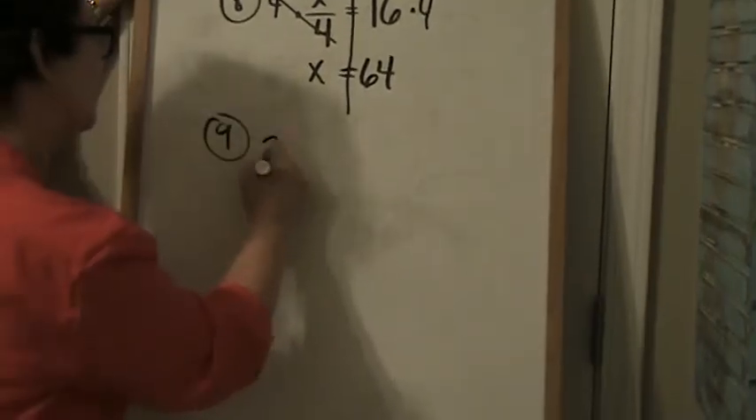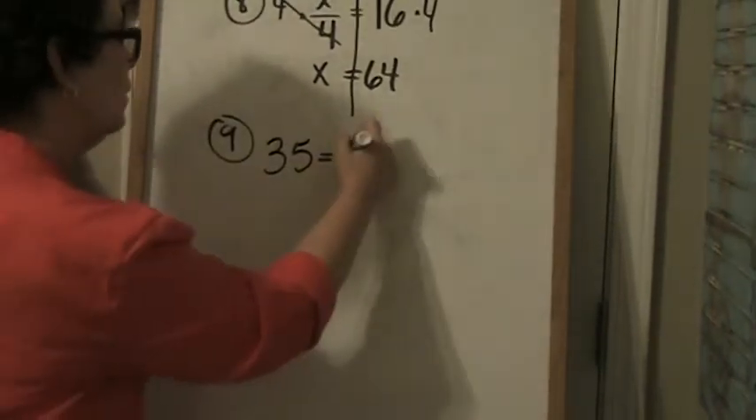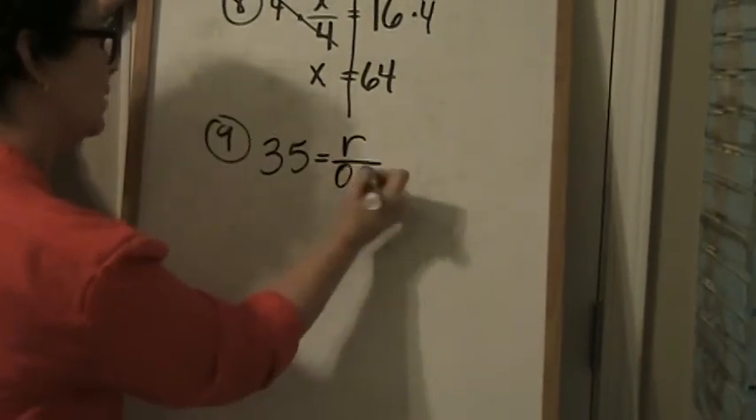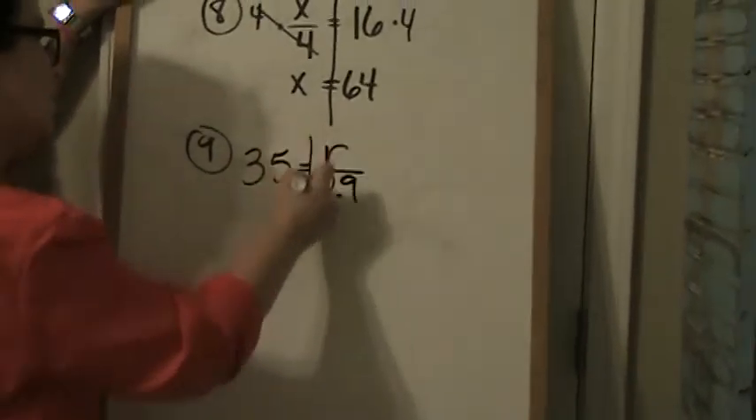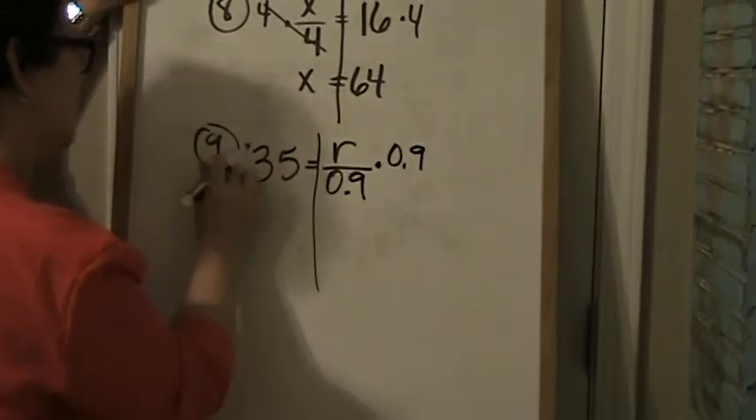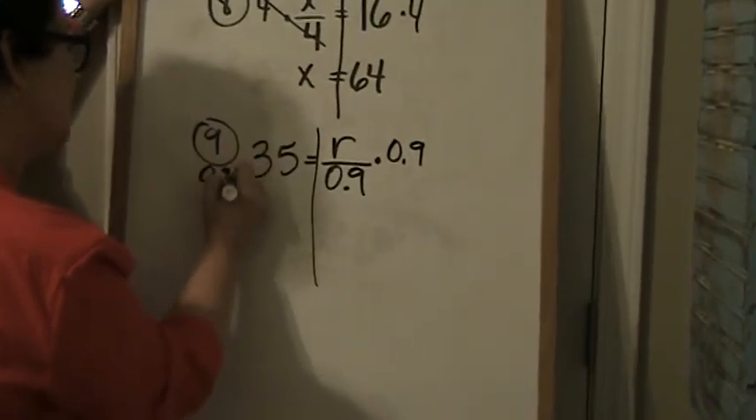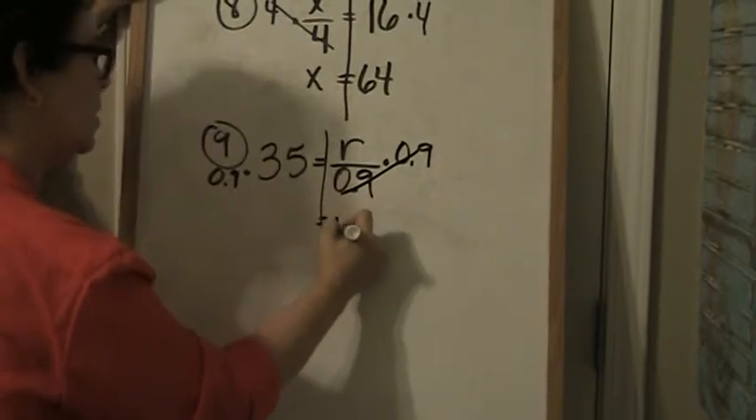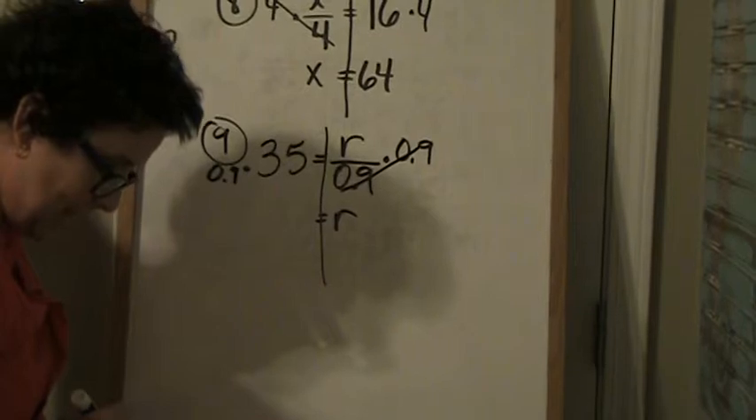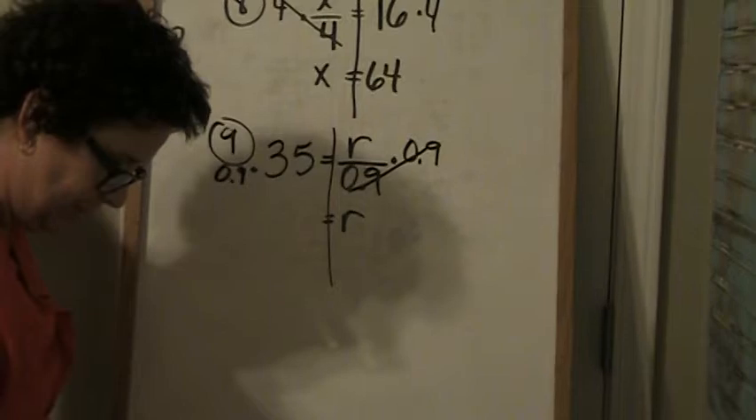Okay, it's 35 whole number is equal to r over 0.9, and I like to put my zeros in there. Now this is divide, the inverse is multiply. I didn't leave a lot of room here. I'm going to do it right here. These cancel, gives you r. 35 times 0.9 gives you, oh, I did 0.35. Hang on.